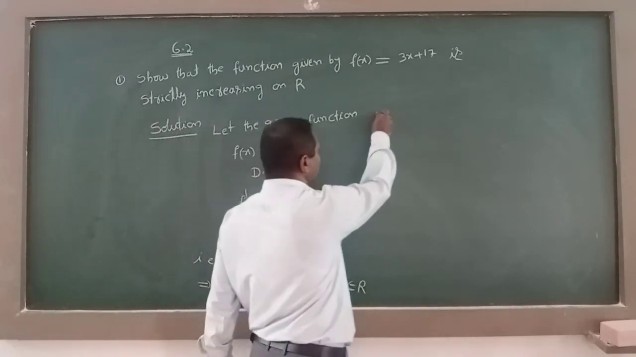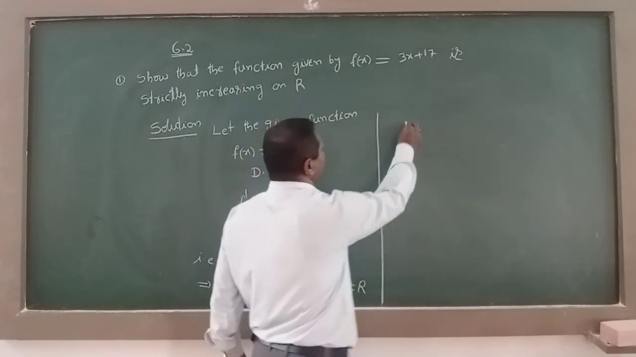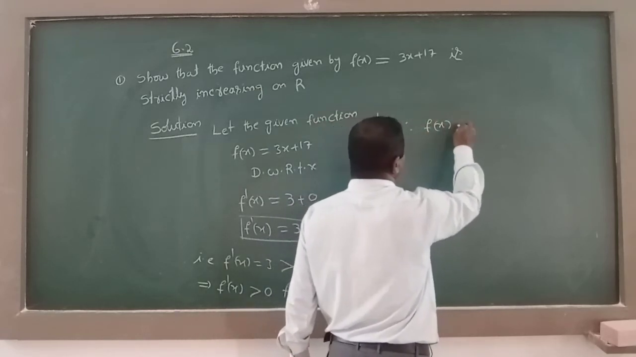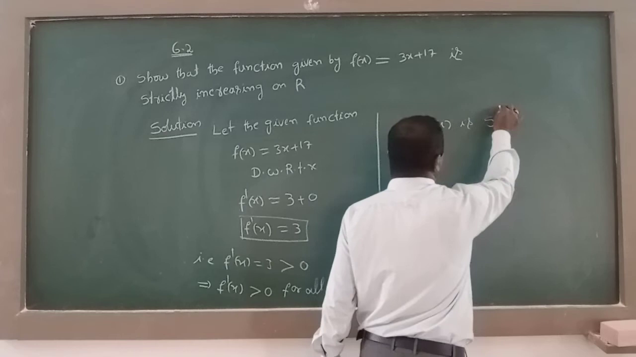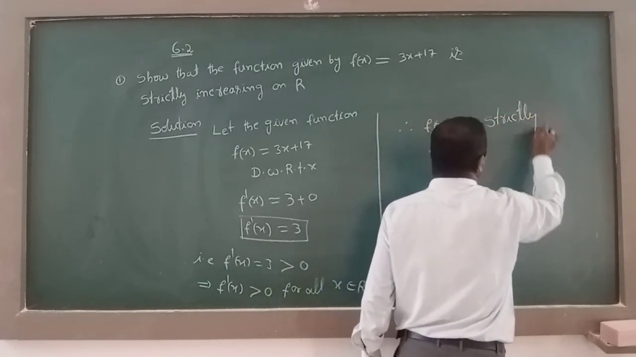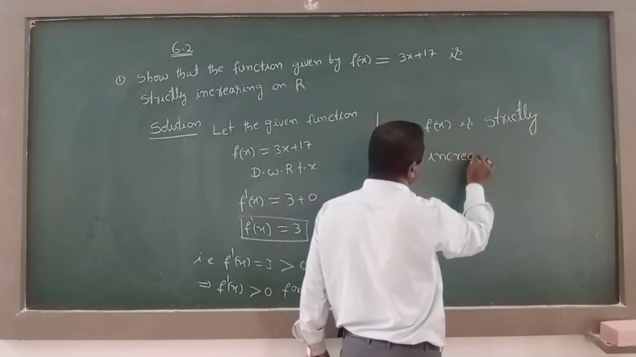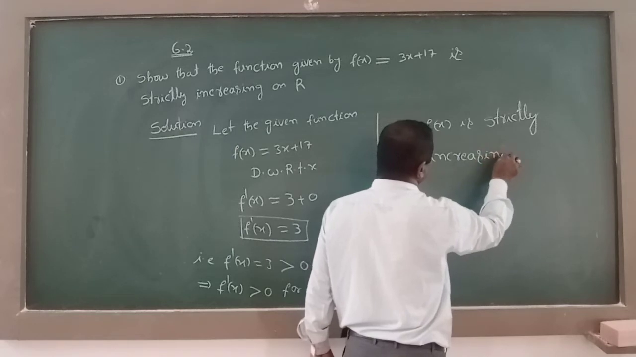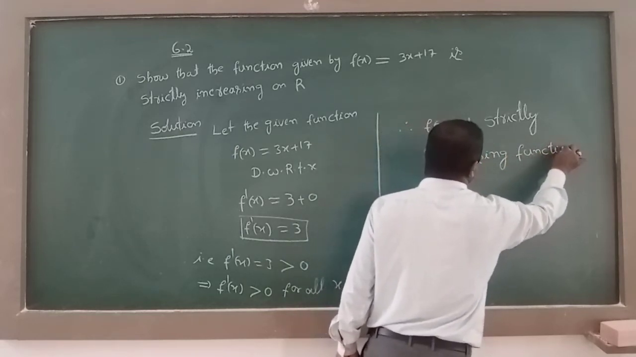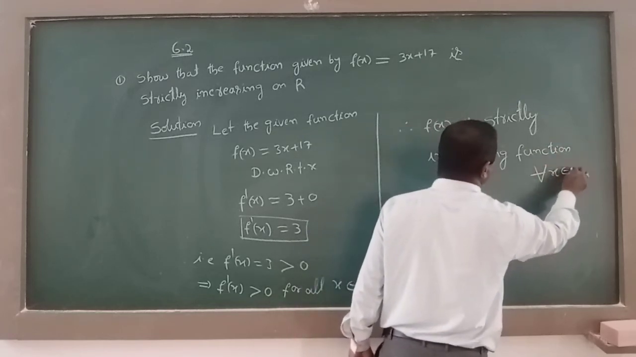Therefore, here I am writing the last step: f of x is a strictly increasing function for all x belongs to capital R, like this. It's the for all symbol.